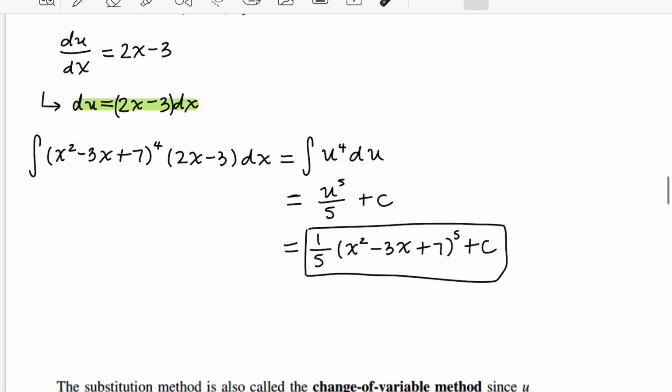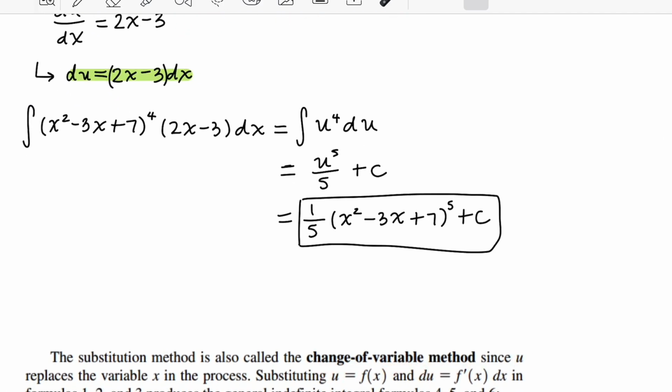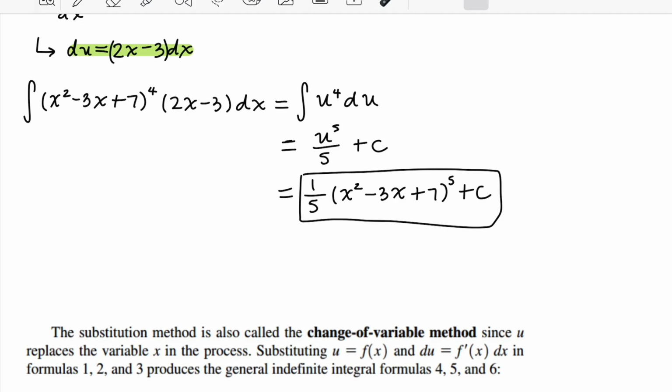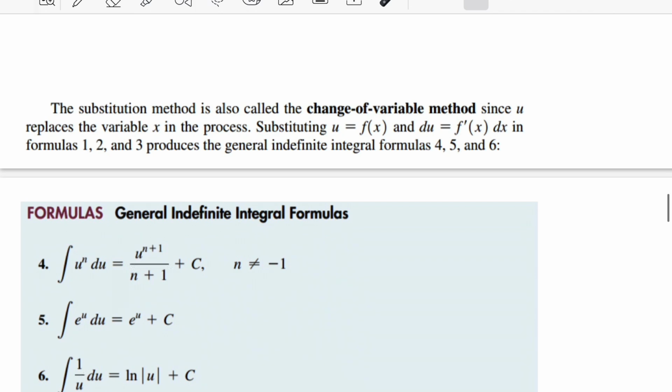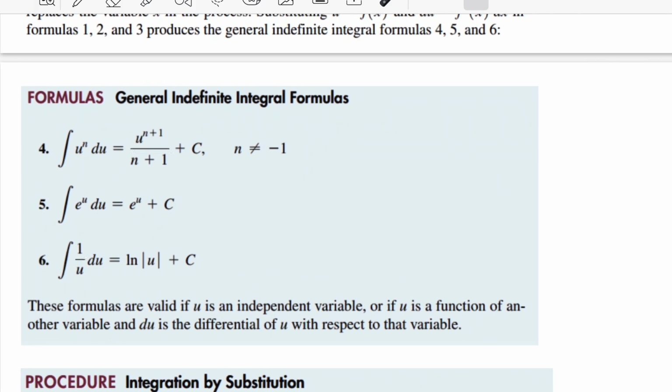All right. Now, this substitution method is also called the change of variable method, since u replaces the variable x in this process. But I'll just be referring to it as u substitution. So here are some more indefinite integral formulas. We're trying to integrate u to the power n. We're going to get u to the power n plus 1 over n plus 1 plus some constant c. This one we should be familiar with, as well as this one here. So the same properties we've seen before. And these formulas are going to be valid if u is an independent variable or if u is a function of another variable. And du is going to be our differential of u with respect to that variable.